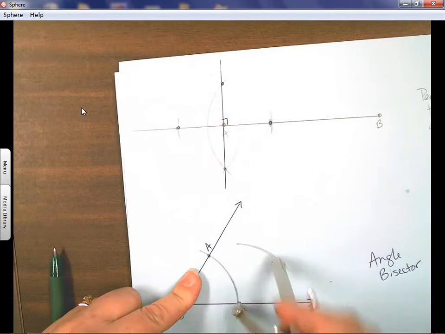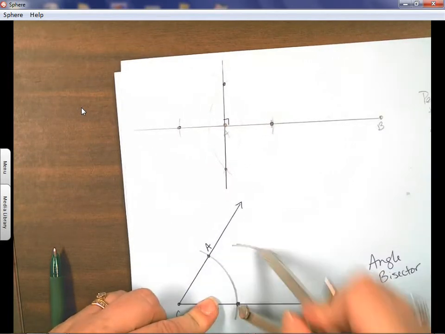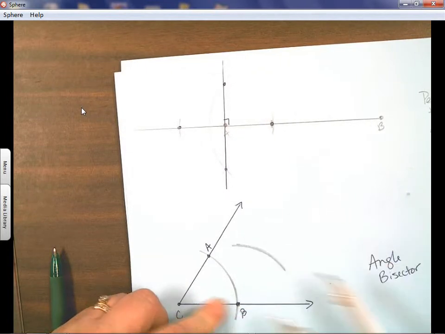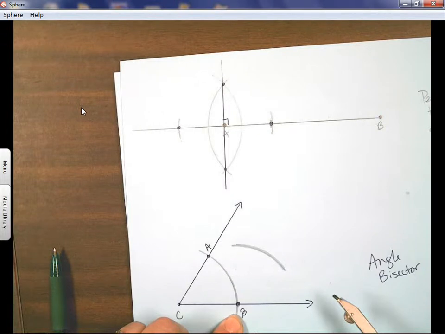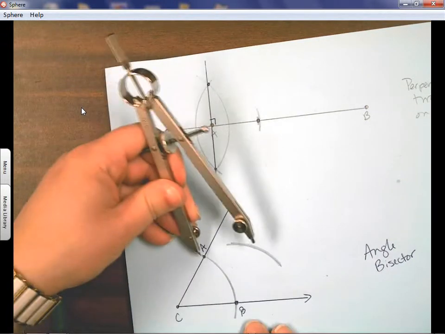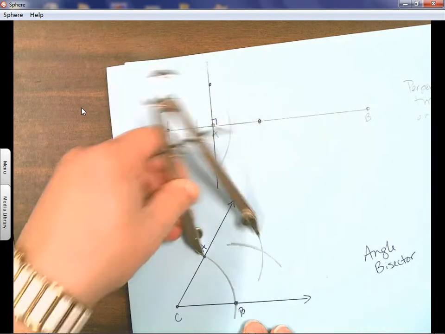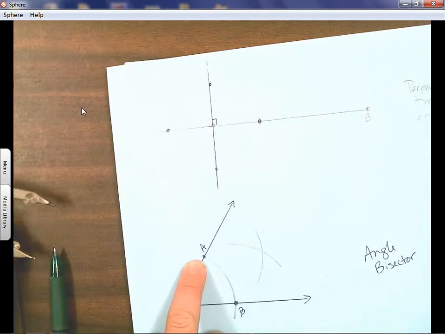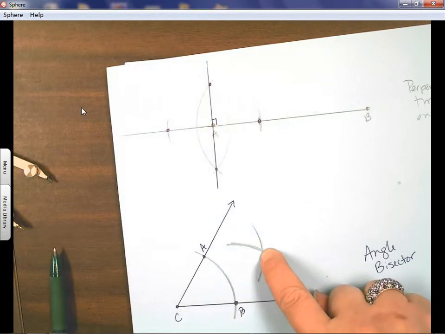I'm walking all over the place. I'm going to make an arc. I know all of those points on that arc are the same distance from B. So now I'm going to come over here on A, and I'm going to make another arc. I know all of those points are the same distance from A. And where it meets is a point that is the same distance from B and A.